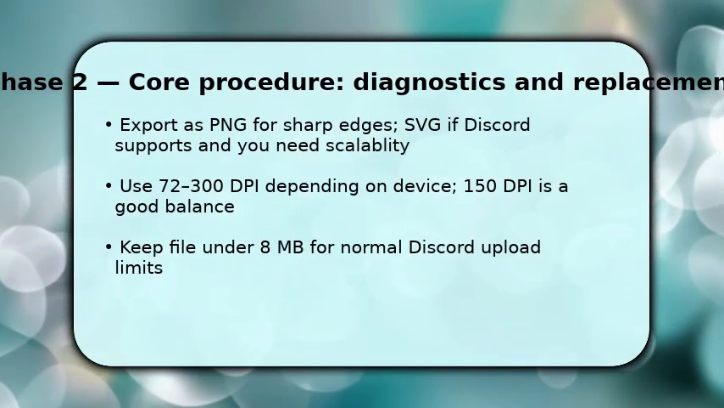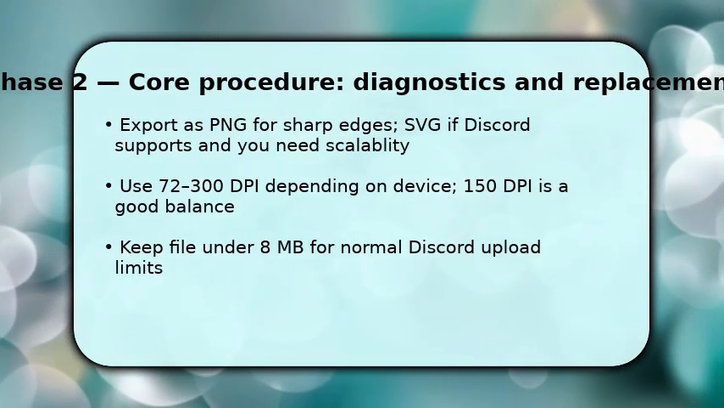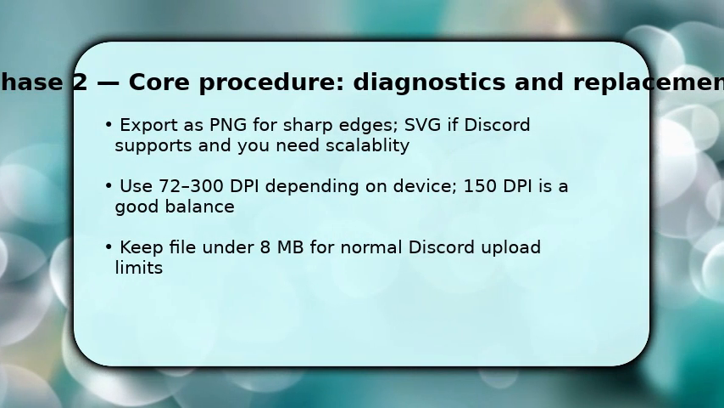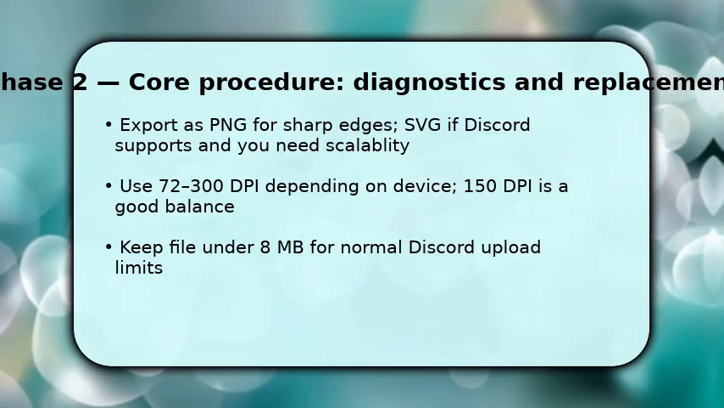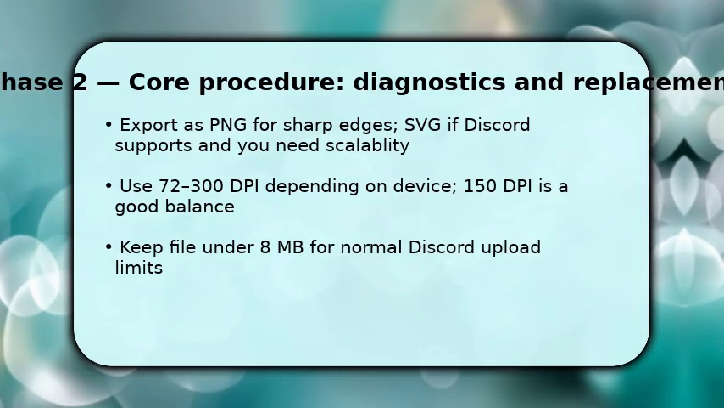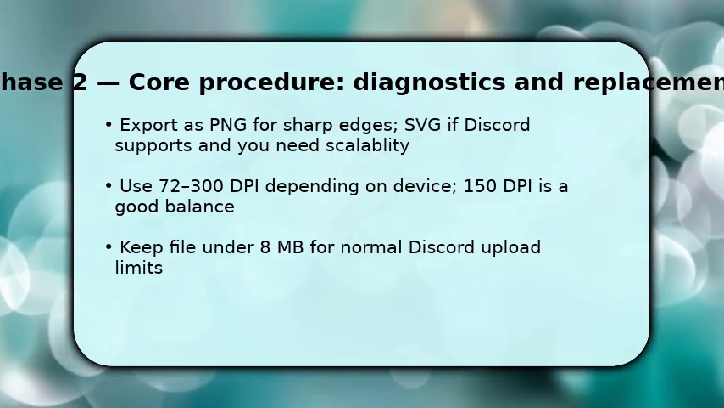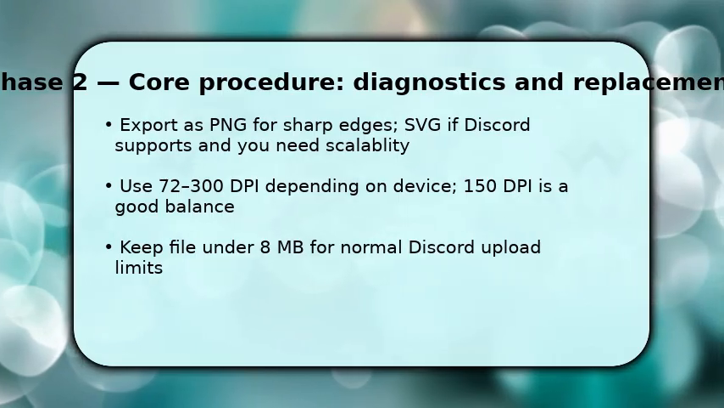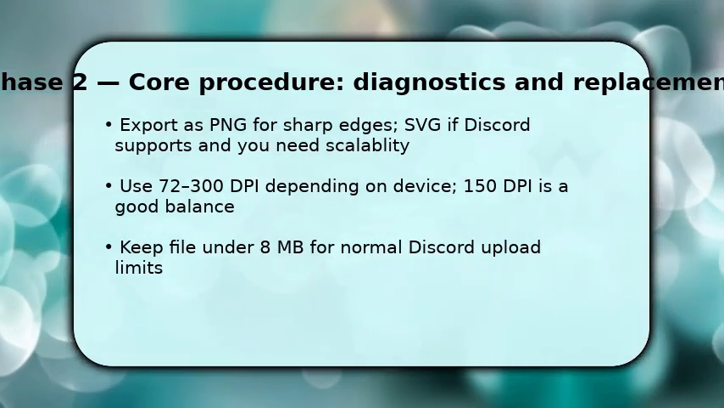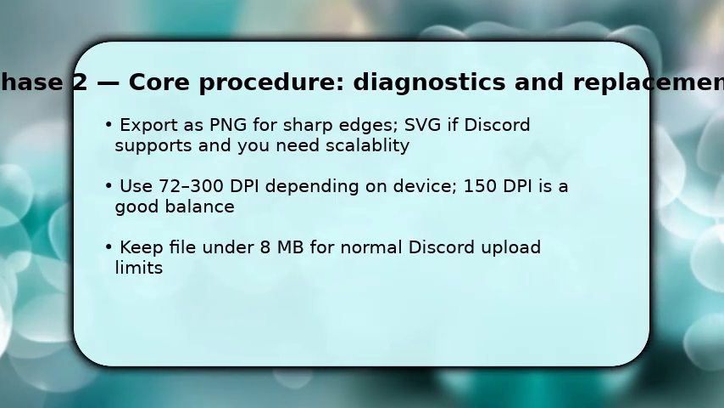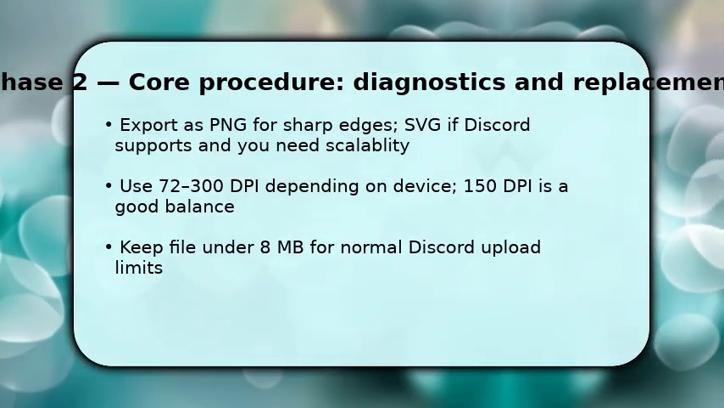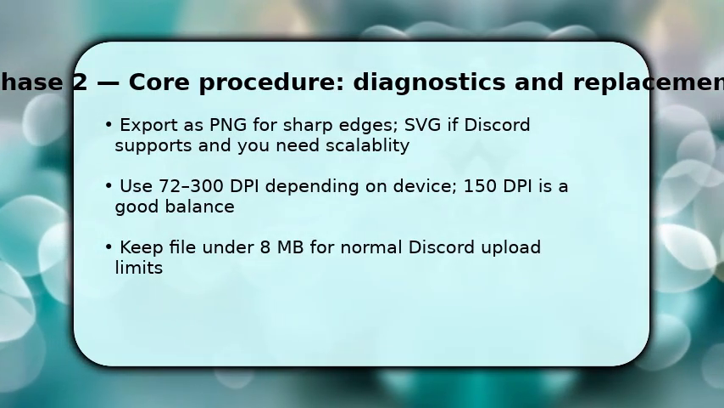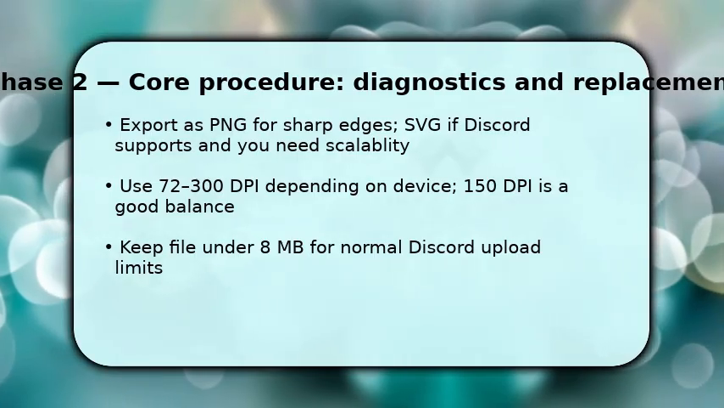Next, export the image with settings that preserve crisp letters. Choose PNG to keep sharp edges. If you used vectors, export an SVG, then convert to PNG if needed. Set resolution to around 150 dpi to balance quality and size, and make sure the background is transparent or solid depending on contrast needs. Once exported, check file size, compress slightly if over 8 megabytes so Discord accepts it.